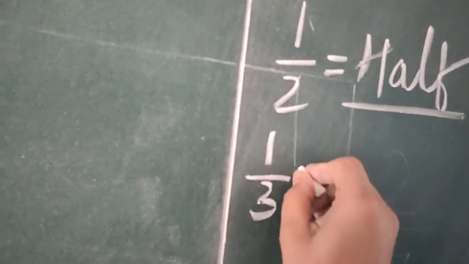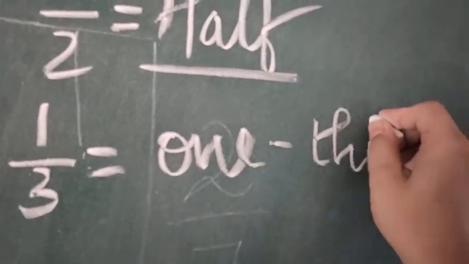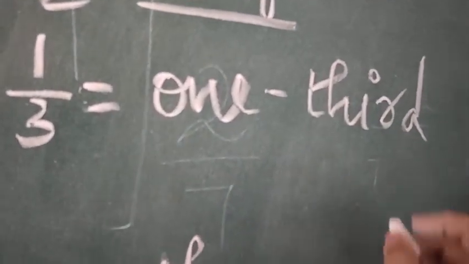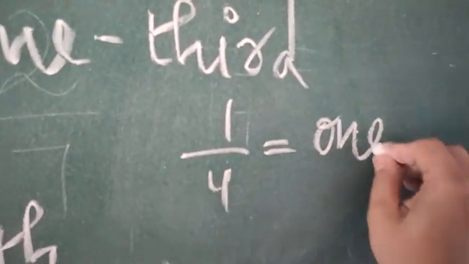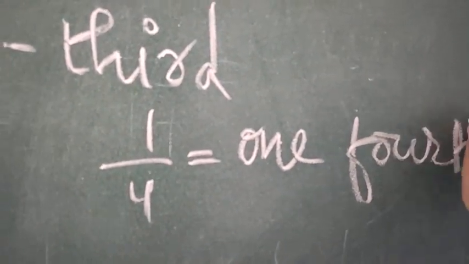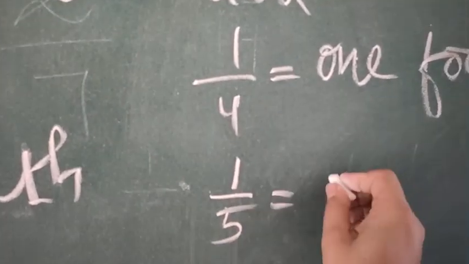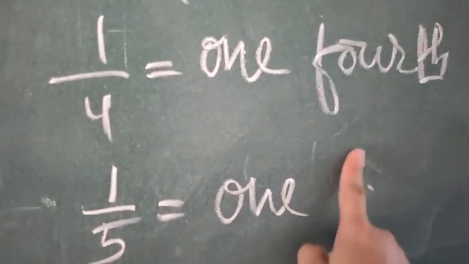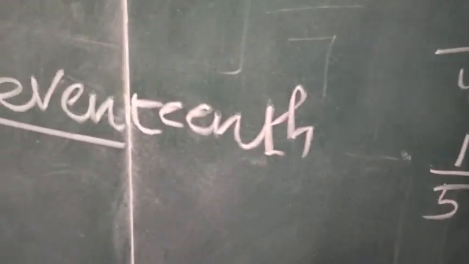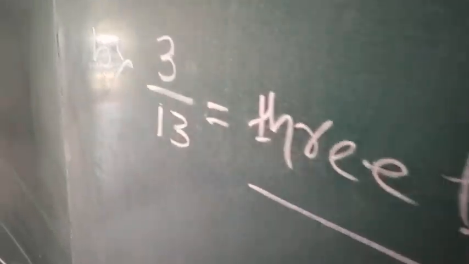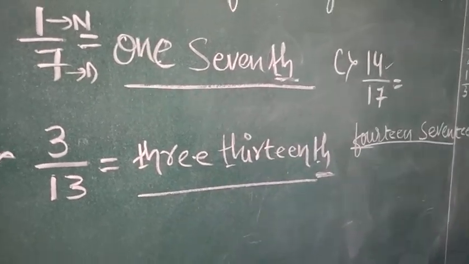If you have 1/3, then you could have written one third, third. If you have suppose 1/4, then how will you write? You'll write one fourth, right? If suppose you have 1/5, then you'll write one fifth. So this is the way of writing any fractional number into words.